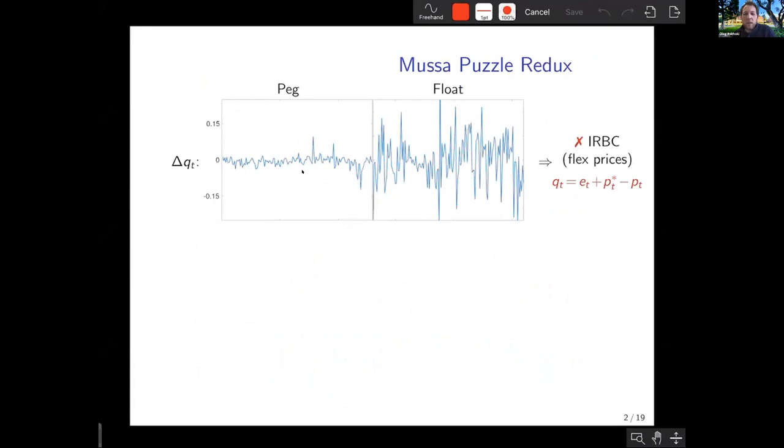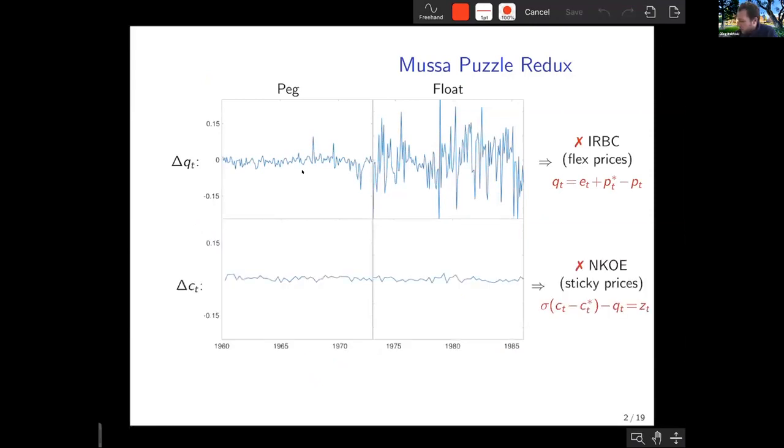So to make this point a little clearer, here's a fuller picture. You have the real exchange rate during the peg and during the float, and at face value, it rejects the basic real business cycle models, because in those models, a change in the monetary regime should not affect real variables. This is the status quo in the literature. But if you add to that the behavior of other real variables, in particular consumption, the remarkable thing is that actually nothing really happened.